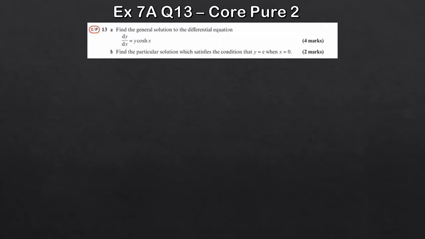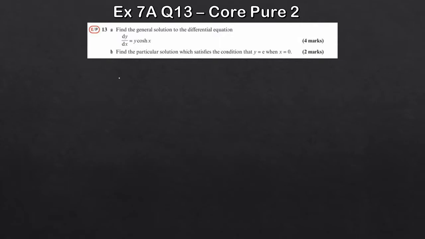Again, another question from exercise 7a here, this time question 13. So we're asked to find the general solution to this differential equation, and then part B wants us to find a particular solution. Now this is a differential equation where you have to split the variables. The reason we can tell that is because it's not in the form that we need for an integrating factor. And because it's still a first order, we're not going to be doing anything like we would for a second order differential equation.